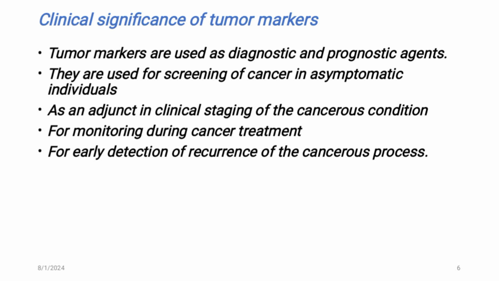For early detection of the recurrence of the cancerous process, it's already discussed in the previous slide that recurrence of the disease can be found out by the tumor markers, and also for the early detection. So the tumor markers have roles in the diagnosis, prognosis, risk determination, clinical staging, in the treatment, and in the recurrence and early detection of the diseases.